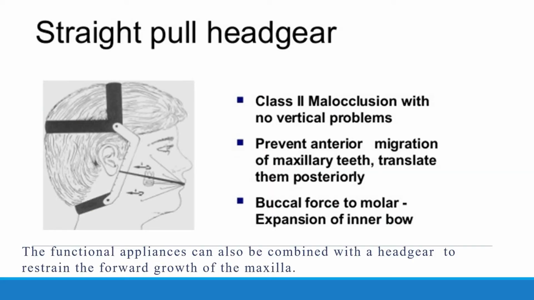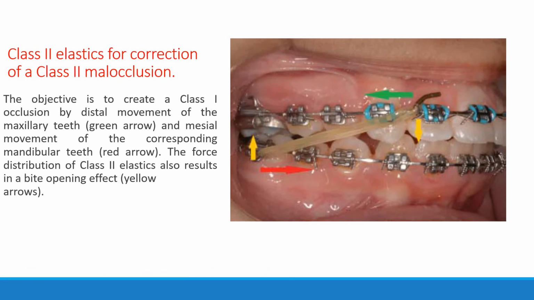Functional appliances can also be combined with headgear, the aim of which is to restrain the forward growth of the maxilla. The treatment choice depends on the dentoalveolar and skeletal situation during early adolescence. In cases with class 2 division 1 malocclusion, mandibular retrognathism and deep bite, a fixed appliance in both jaws combined with class 2 elastics can be used. The class 2 elastics support the correction of class 2 malocclusion and open bite.